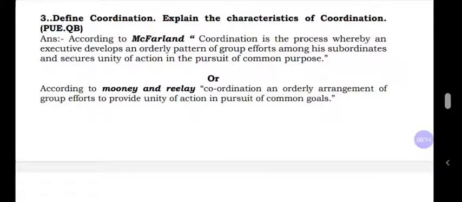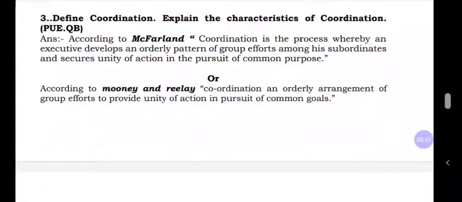I'm going to continue the 8 marks revision of the first chapter, that is nature and significance of management. Here, question number 3 is: define coordination, explain the characteristics of coordination. How are the 8 marks allocated? Define coordination, 2 marks. Explain the characteristics of coordination: totally there are 6 points, each point carries 1 mark, so 6 marks. 2 plus 6, totally 8 marks.